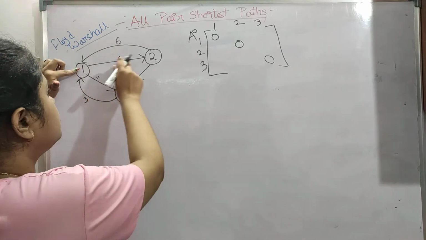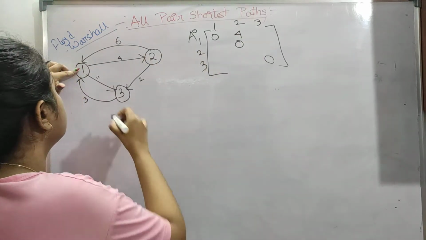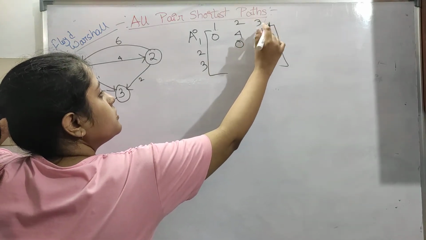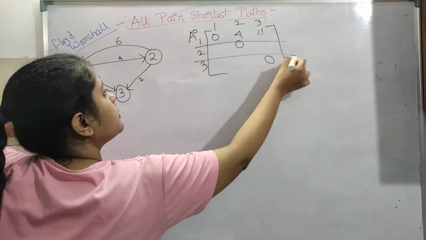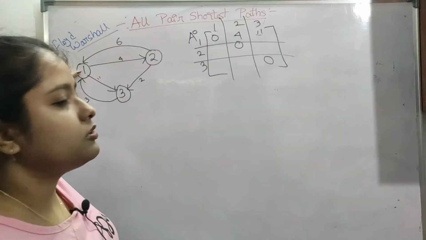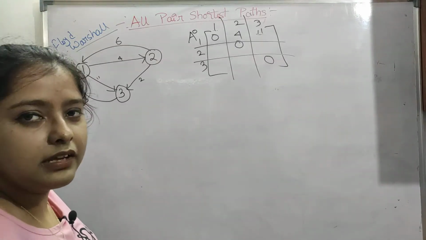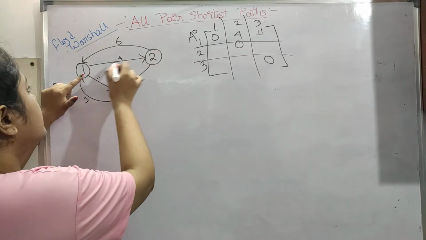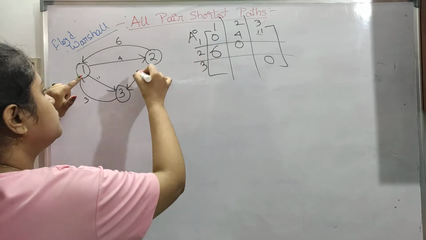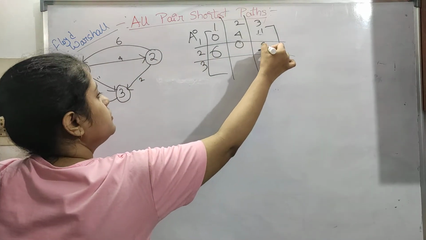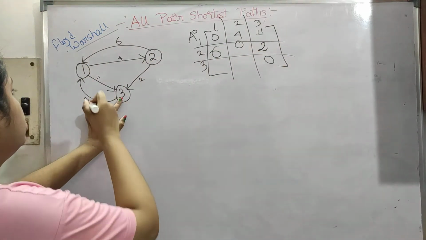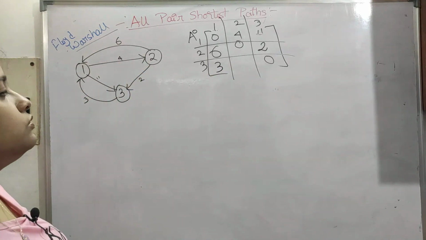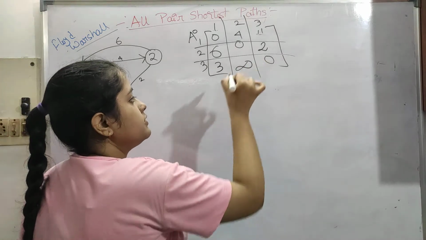So from 1 to 2, this is 4. 1 to 3 is 11. So you can write it like this. I kind of messed it up, so it's better. It's looking like a TikTok. Anyway, now 2. From 2 to 1, this part is there, 6. 2 to 3 is 2. Now from 3 to 1, this path is present, which is 3, and 3 to 2, no path is present, so it is infinity.